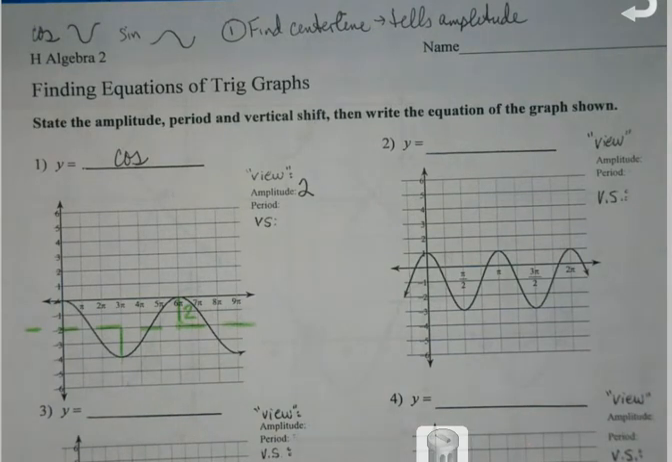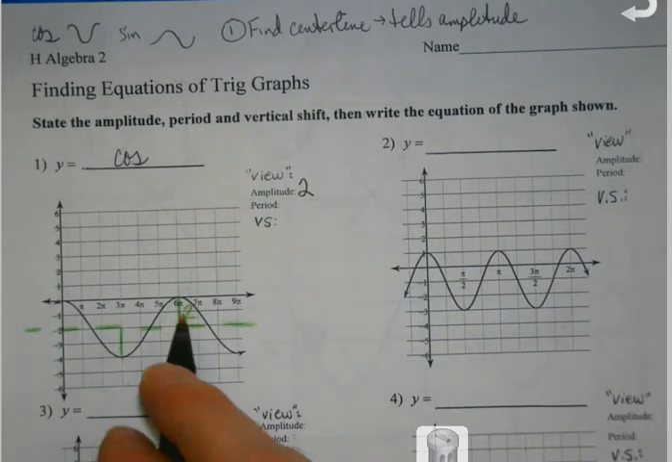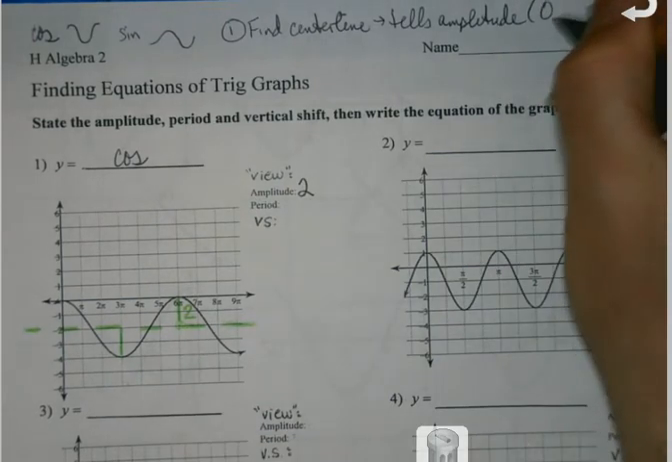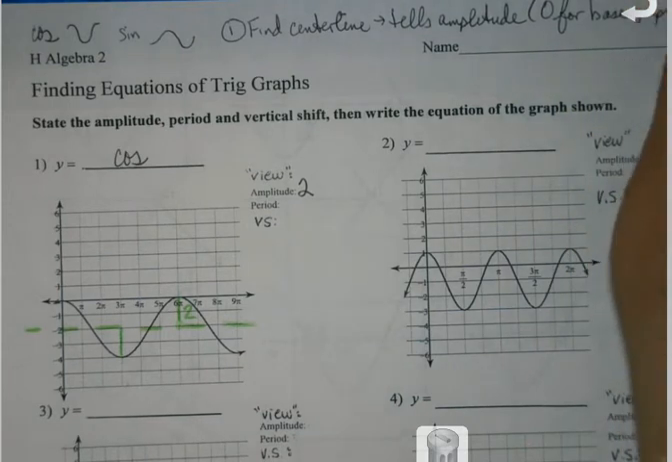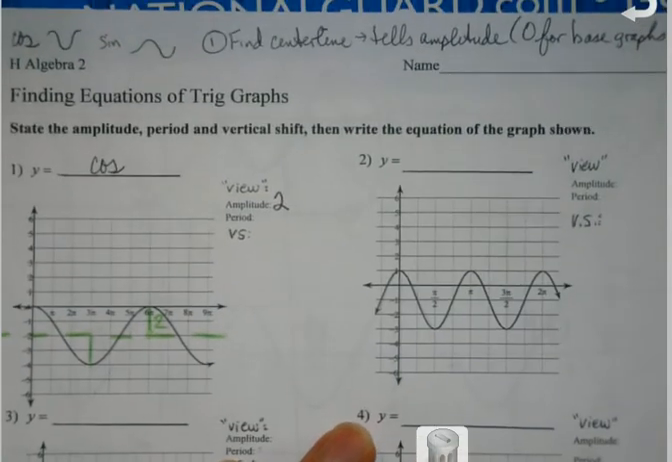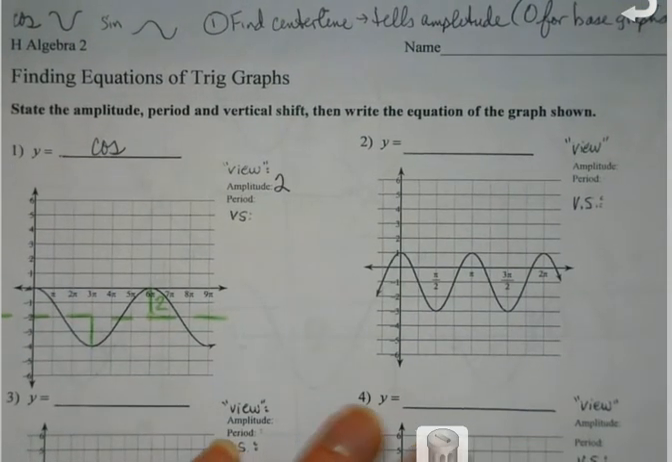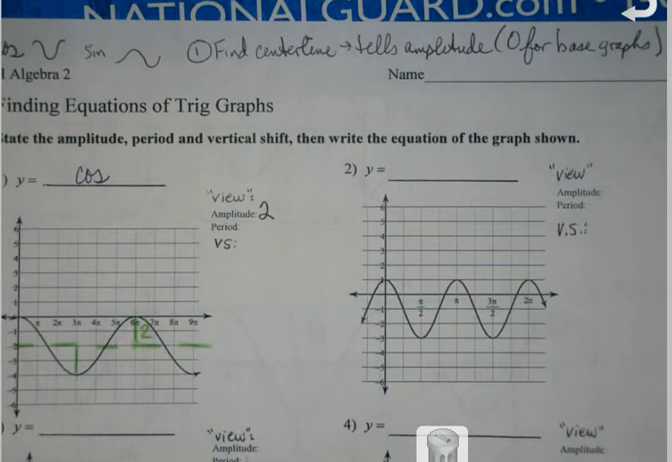If you're trying to figure this out sometime and you're trying to say, does this go up? Does this go down? How do I figure out if it's going to be negative or positive? Here's the other thing that I can look at. My base center line is always going to be at 0. Oops, let me get that where you can see it. It's 0 for base graphs.